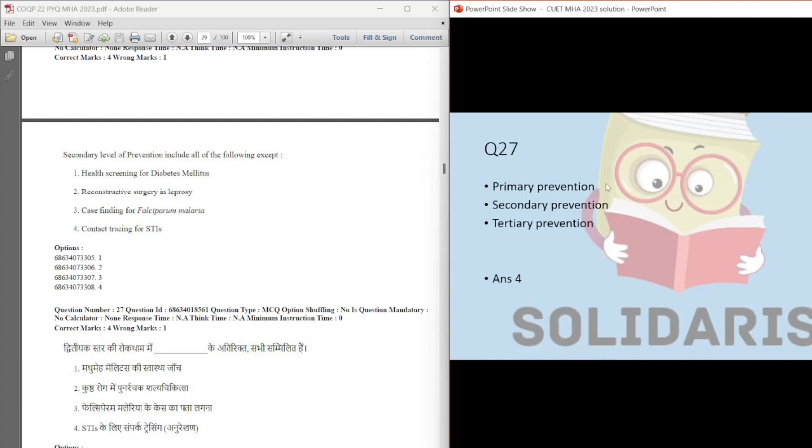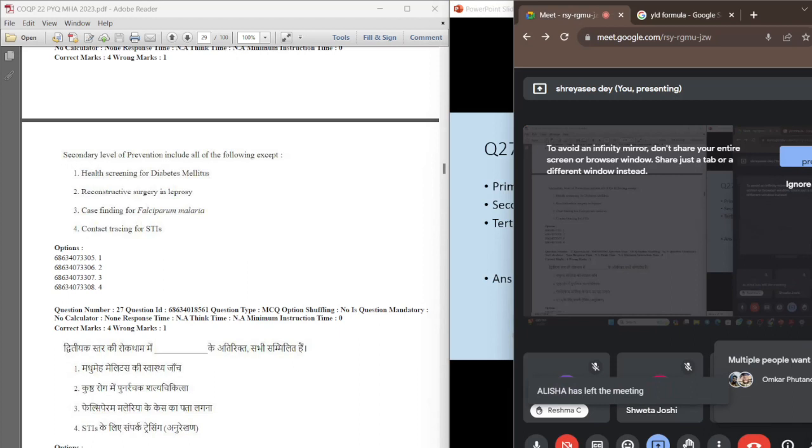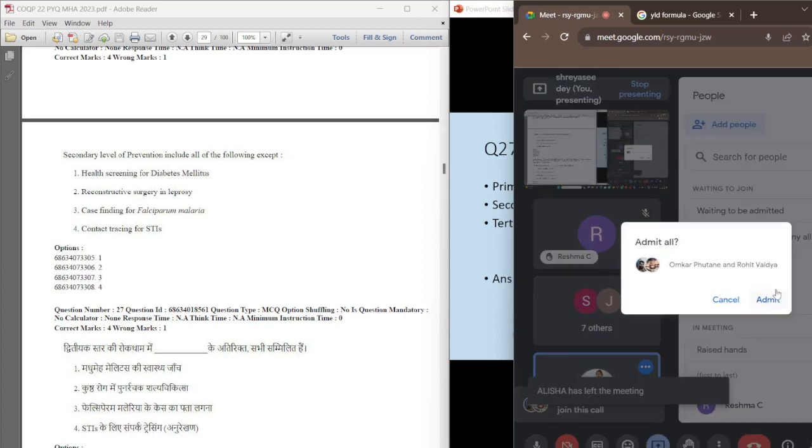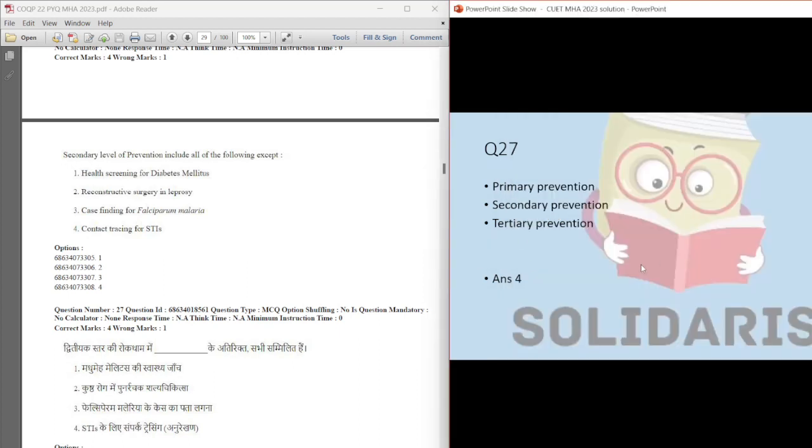The different preventions: primary prevention is when we prevent the disease before it happens. For example, giving a vaccine to a child, or in the case of the COVID vaccine, if you give the vaccine to a patient, the disease will not happen. That is primary prevention. There are mainly three types of prevention. Secondary prevention is done to prevent the disease from progressing more.